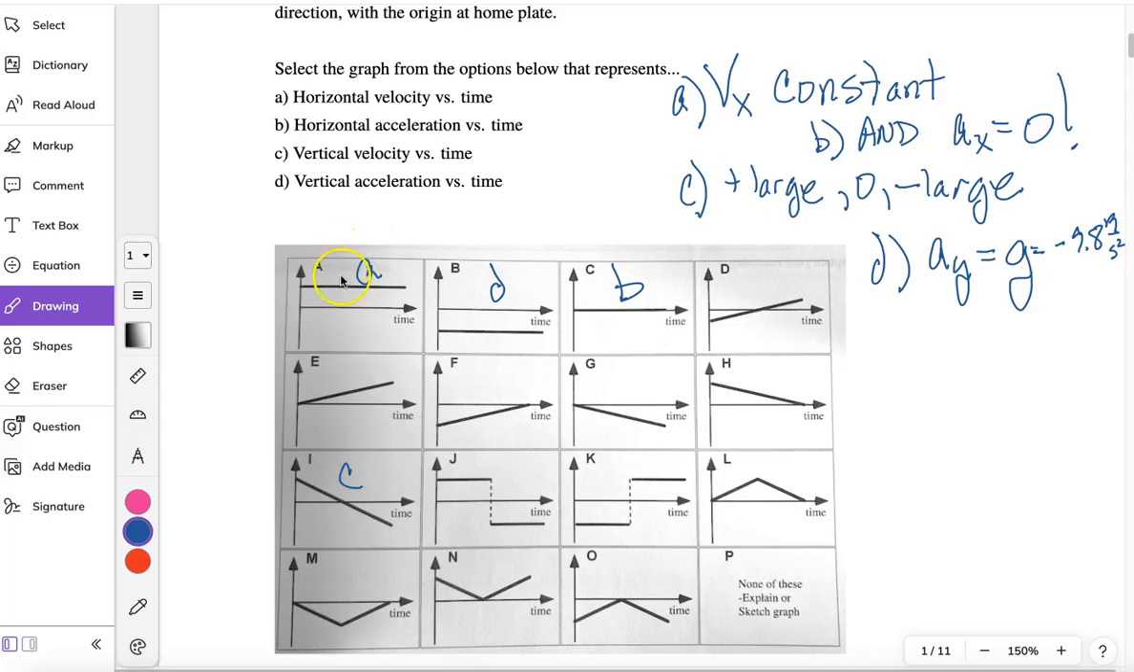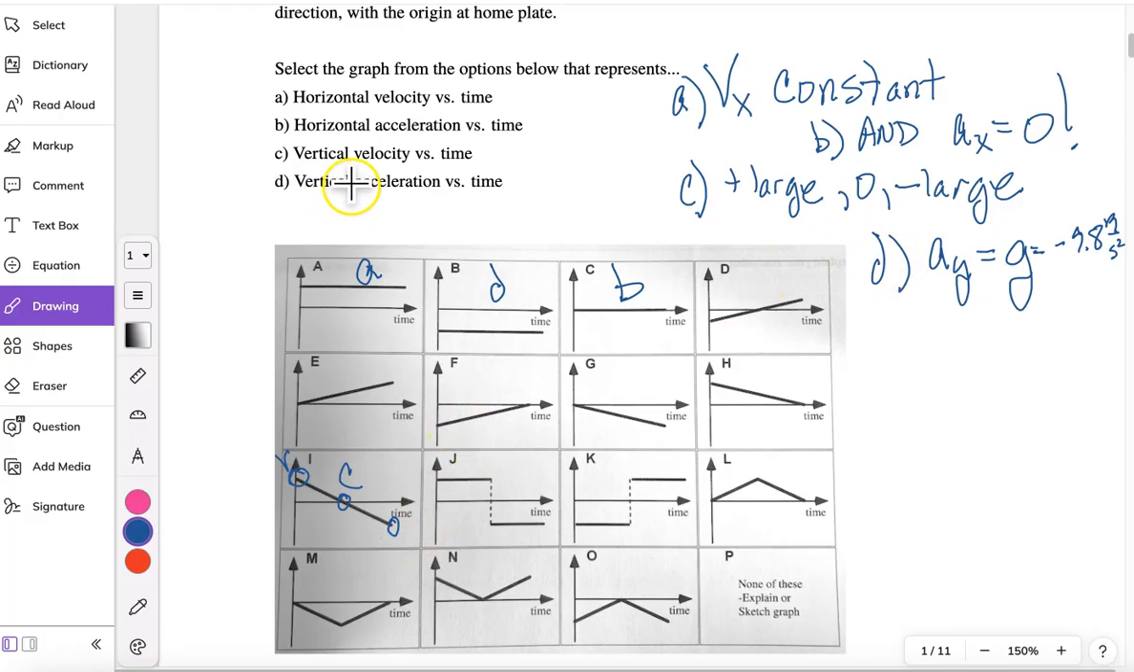So for the first one, letter A is this one. For letter B, no acceleration versus time would be this one. For letter C, it says vertical velocity versus time. And remember, we said that that was really big going up, so very positive, 0 at the top, and then very large but negative on the way back down. And the only one that matches that is this one. So you'll notice if we think of this as velocity versus time, it's got a very large positive, a 0, and then a very large negative velocity.